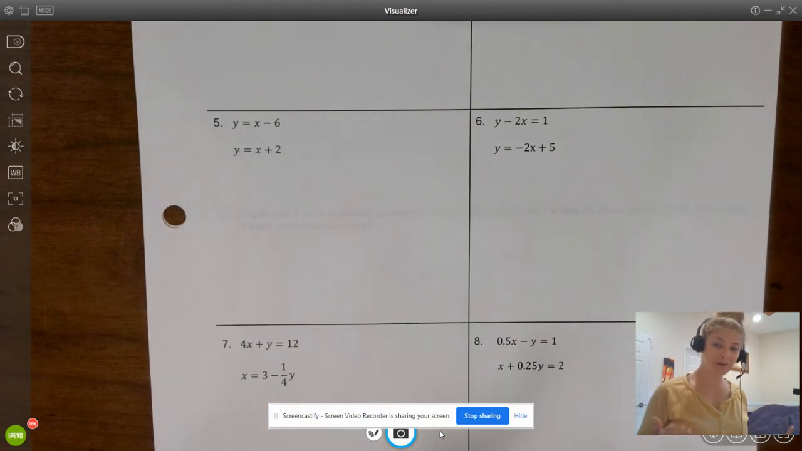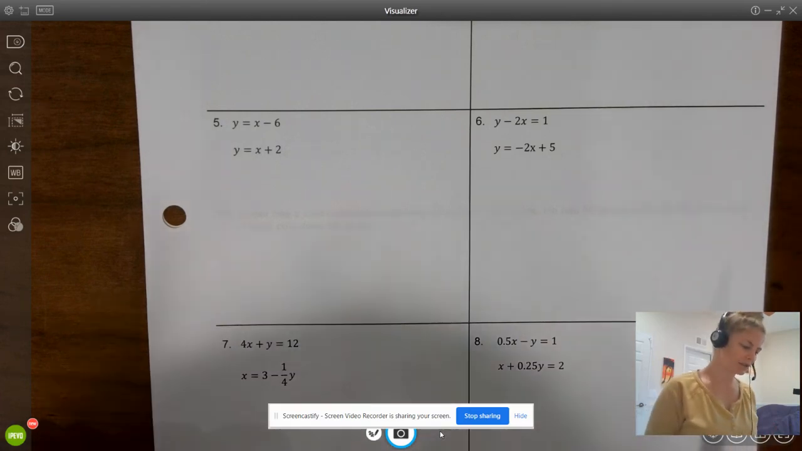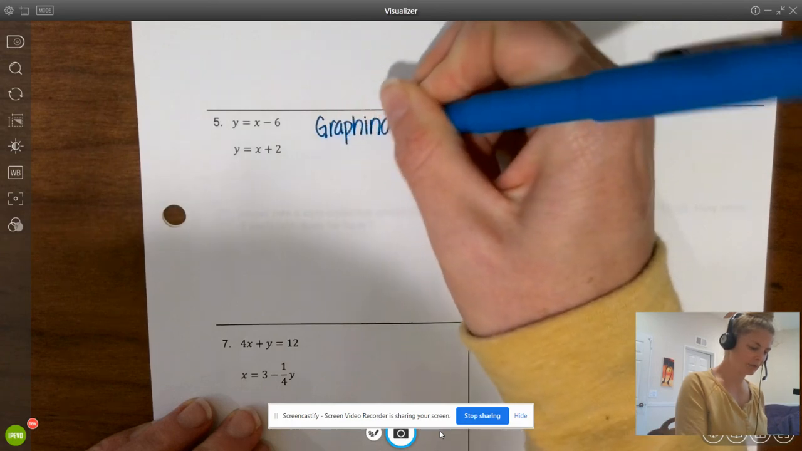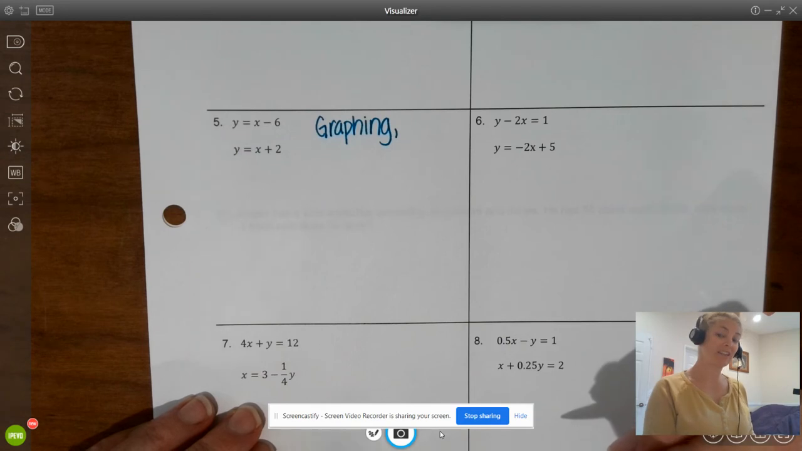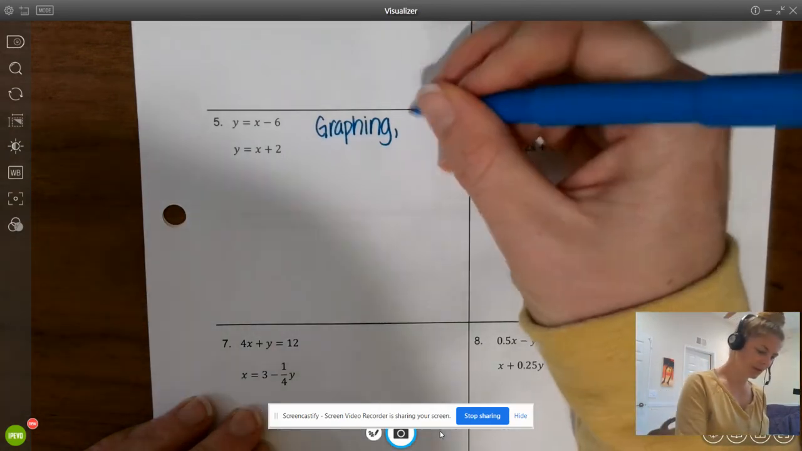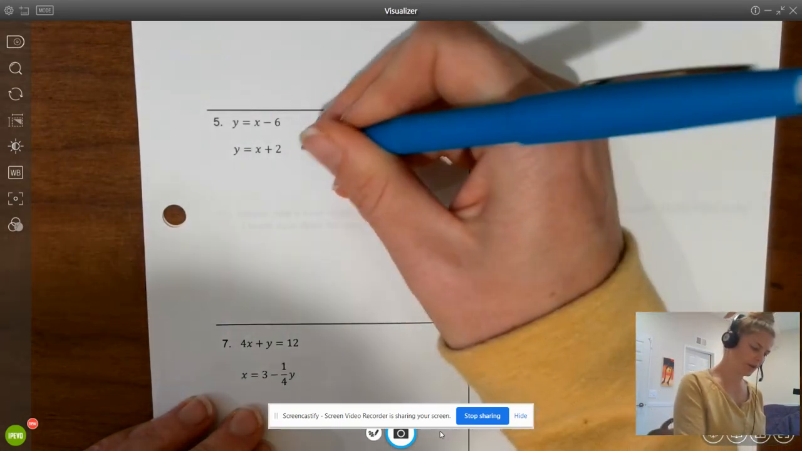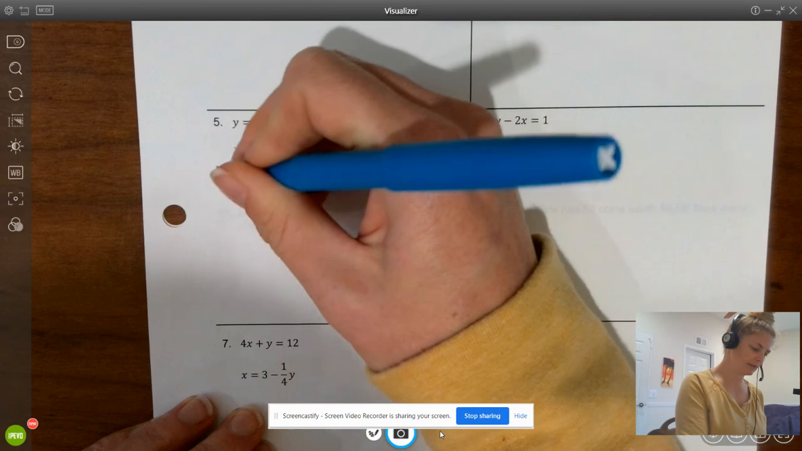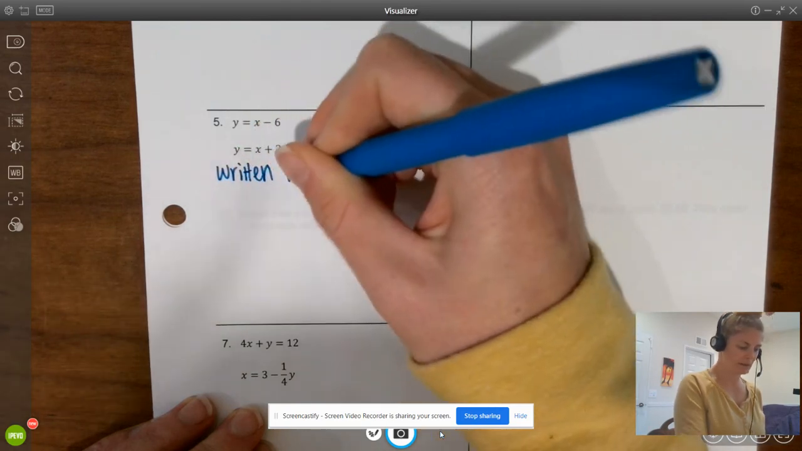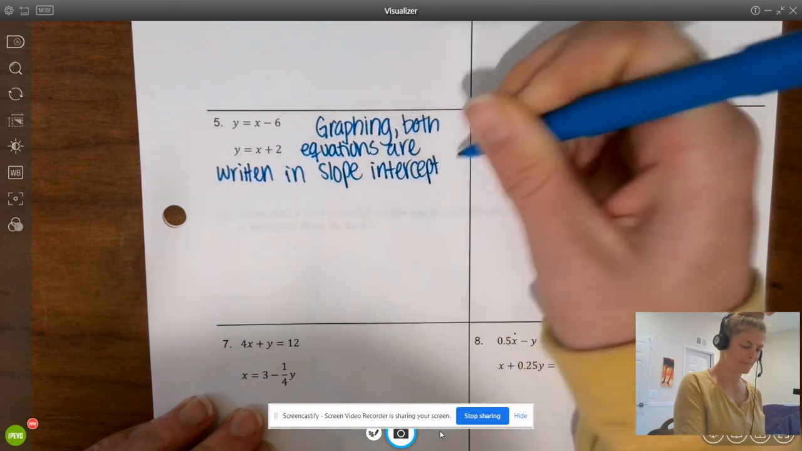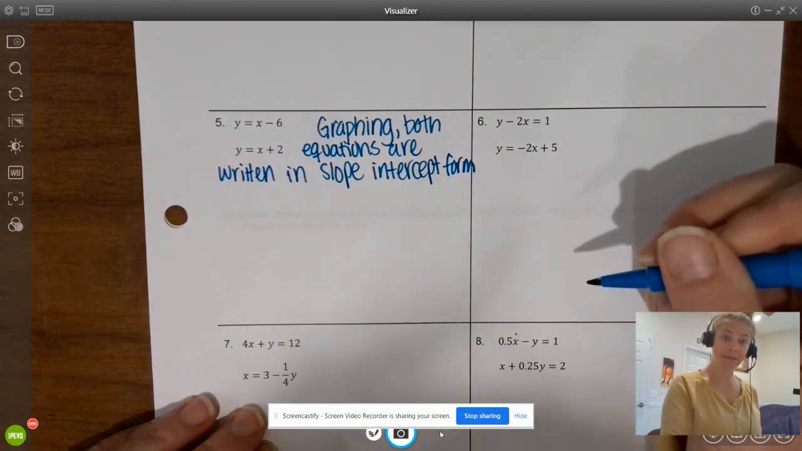Oh my gosh, what form are they already written in? Oh yeah, slope-intercept form. So the best to do here would be graphing. And in fact, if we choose graphing, we don't even actually have to graph because we can just talk about what the graph will look like. Graphing, and based on the structure, both equations are written in slope-intercept form. Remember, which is y equals mx plus b.